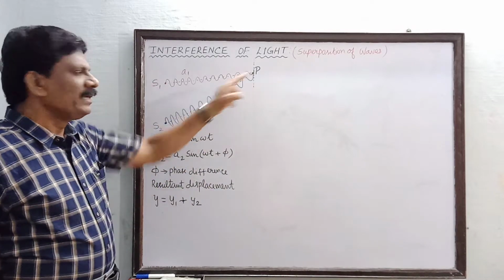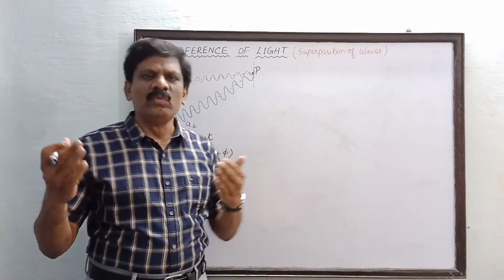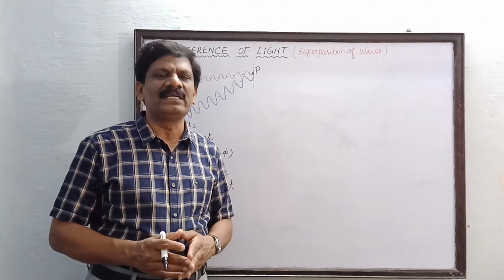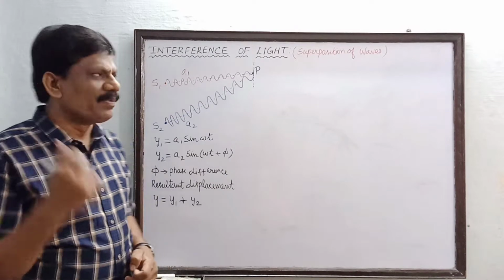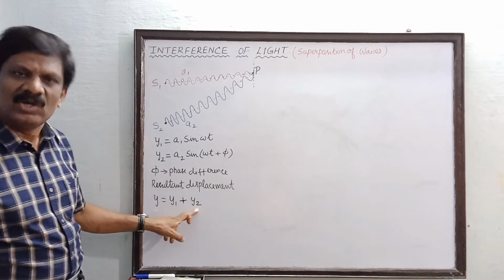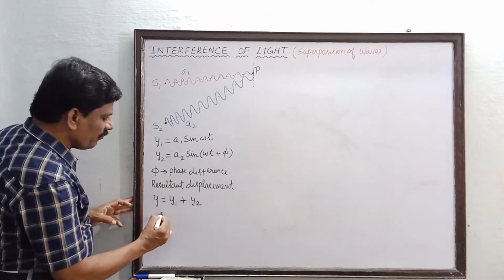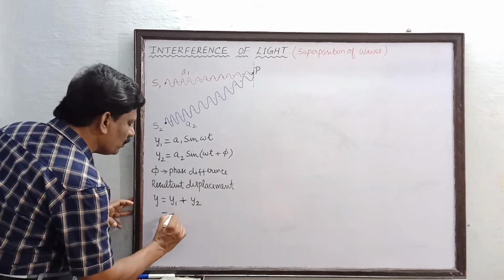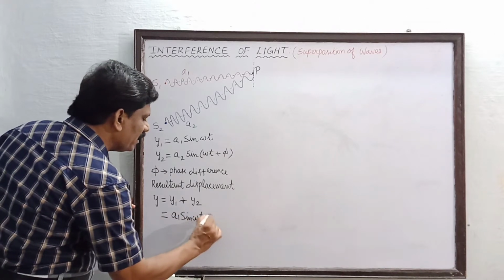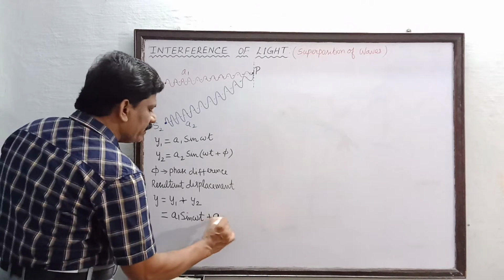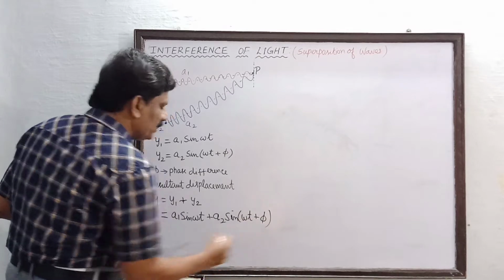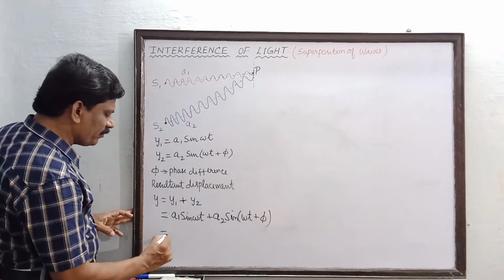Now at any point like P, when the two waves are superposing with each other, what will be the resultant displacement of the two waves? From the principle of superposition of waves, y equal to y1 plus y2. Now I am going to substitute y1 equal to a1 sin omega t, so a1 sin omega t plus a2 sin(omega t plus phi). Now only mathematical steps are ahead, so I am going to expand this.